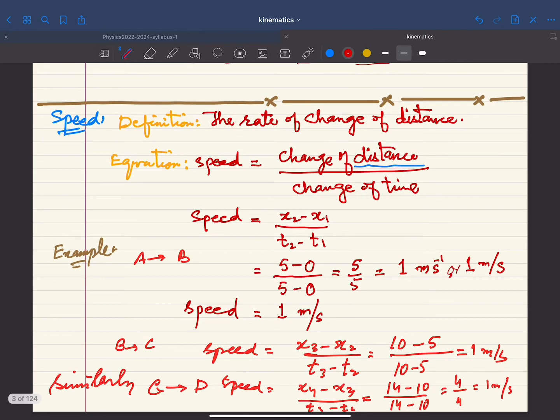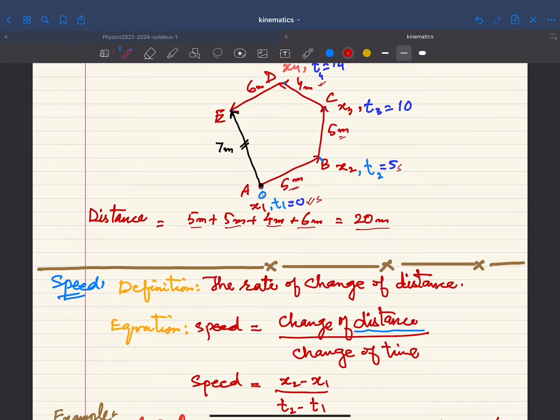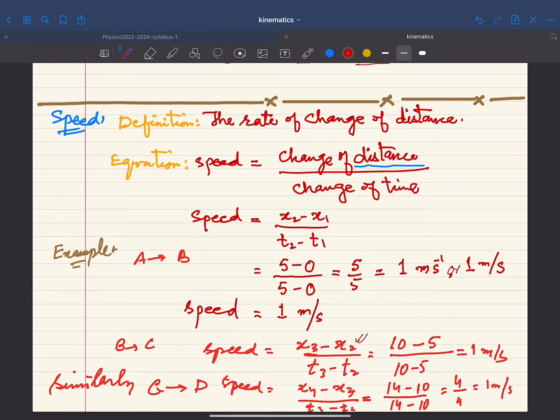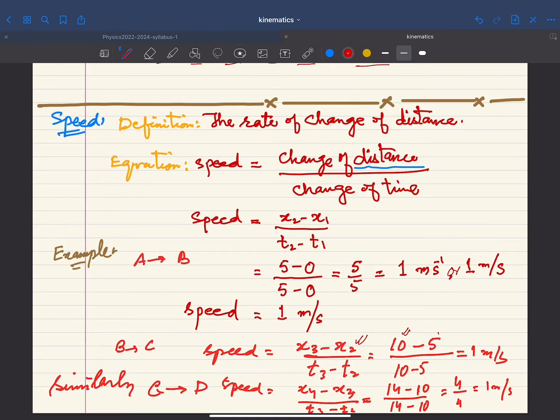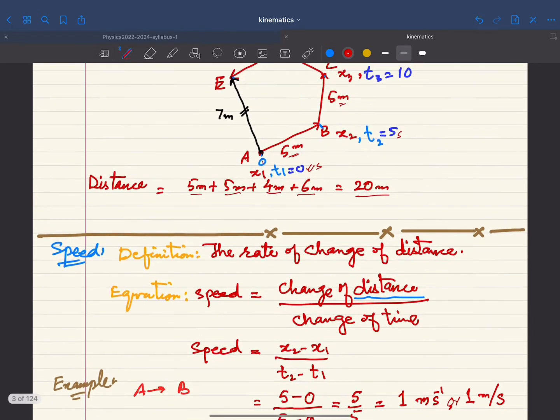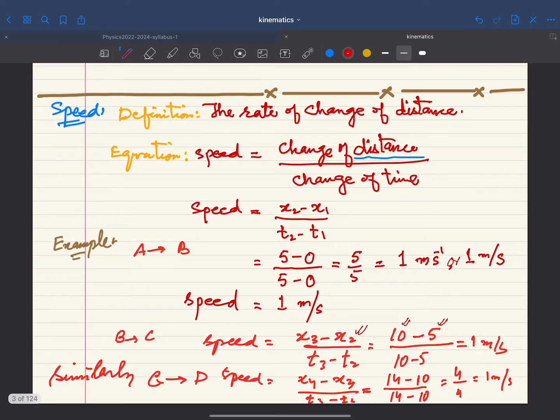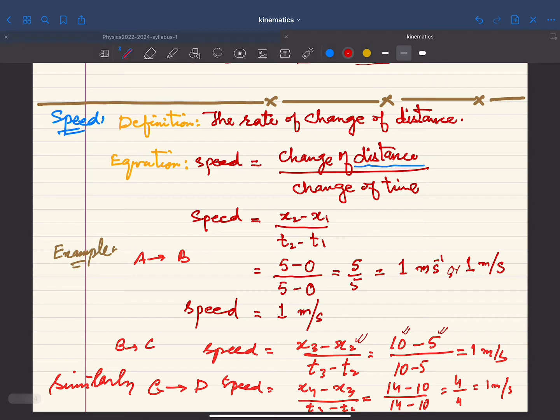Similarly, if you are going from B to C, in this case you have x3 minus x2, where x3 is 10 and x2 is 5, and during this displacement the time is t3 minus t2. From point B to point C you have covered another distance, and the total time from t1 to t3 is 10 seconds. So here you have 10 minus 5, and again you get a magnitude of 1 meter per second.